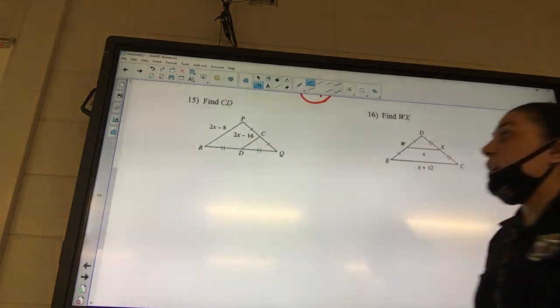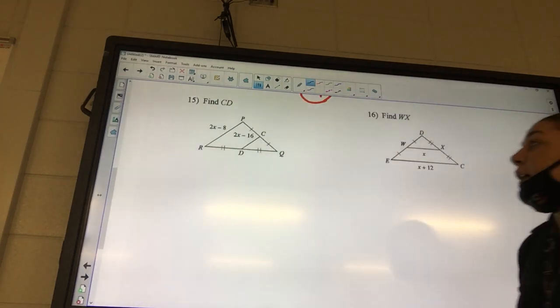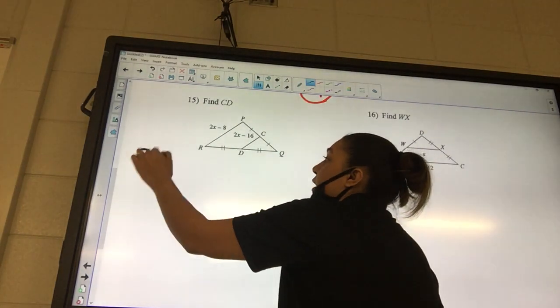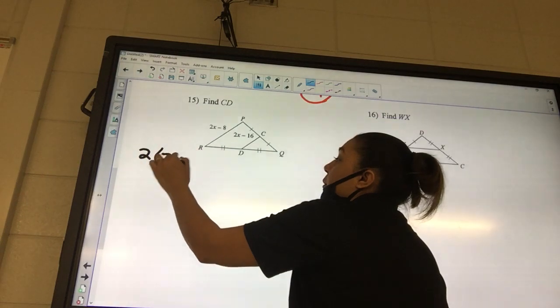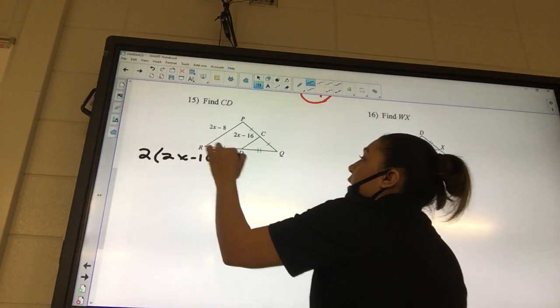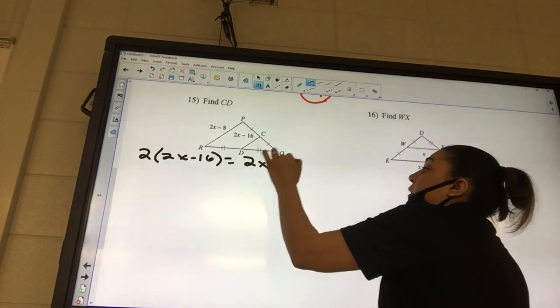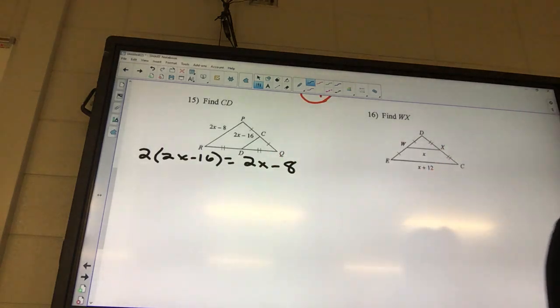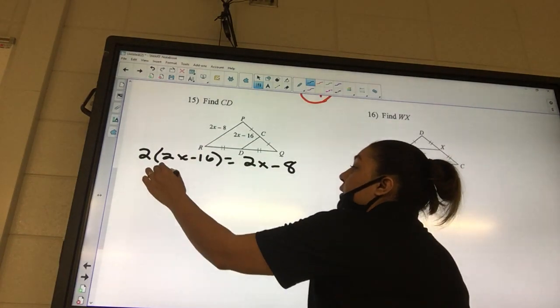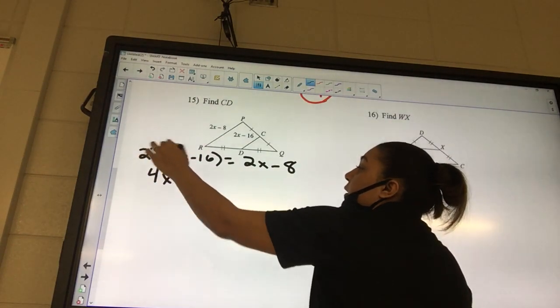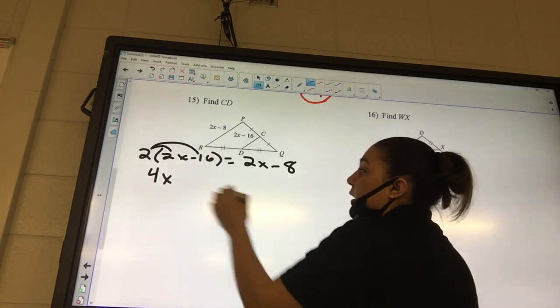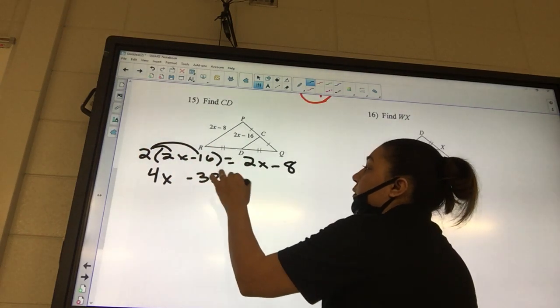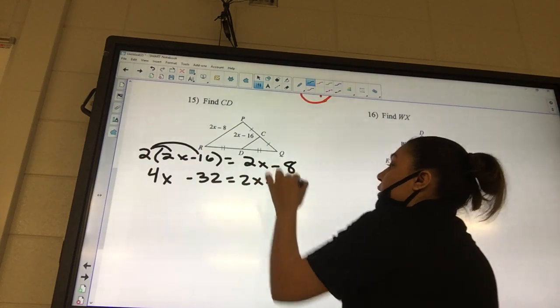Okay, this one's same thing. It says find CD. Okay, well, our first step is going to be 2 times the small, which is 2x minus 16, equals the big, which is 2x minus 8. 2 times the small is going to equal the big. Okay, so 2 times 2x is 4x. 2 times negative 16 is going to be negative 32. And the other side we keep the same.